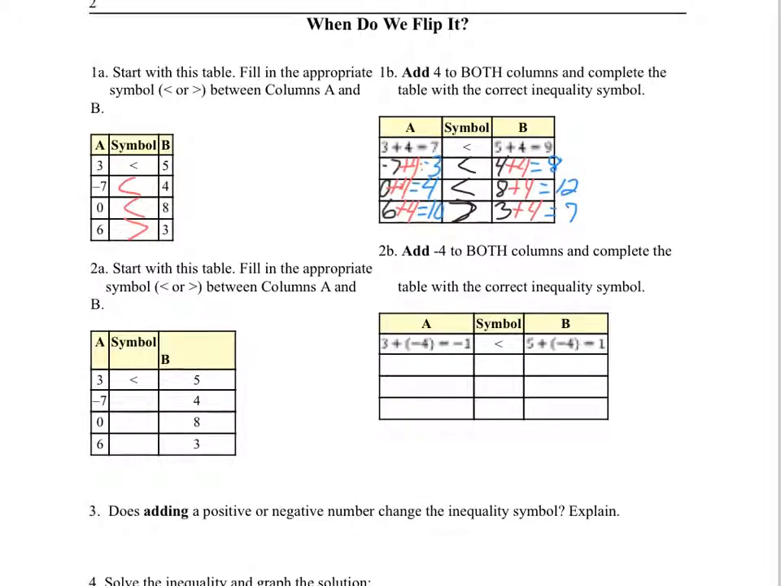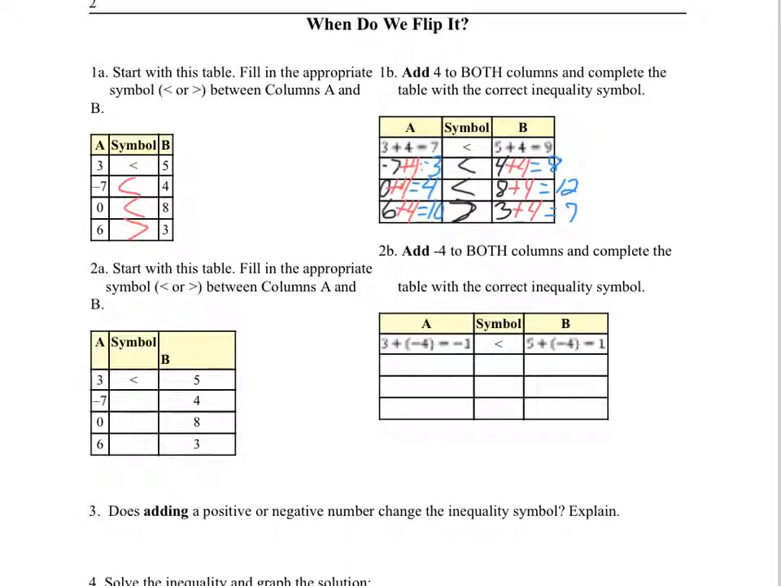Now what I want you to do is compare the table on the left over here with the table on the right. Did adding 4 change the symbols in the middle, or did they stay the same? Well, we had less than and less than, so they stayed the same. Less than and less than, so that one stayed the same. Less than, that one stayed the same. And greater than, greater than. So adding 4 did not change the less than or greater than symbols, the inequality symbols.